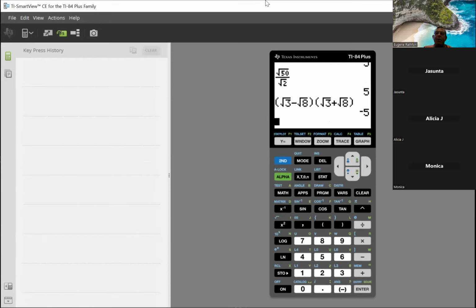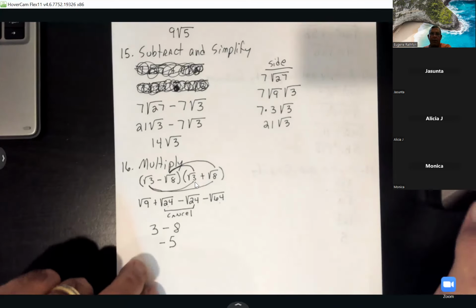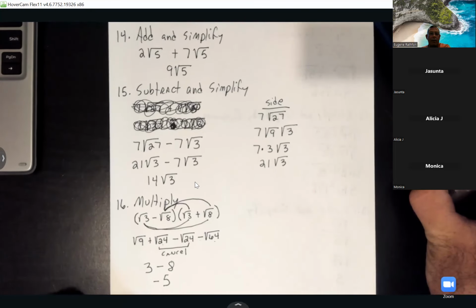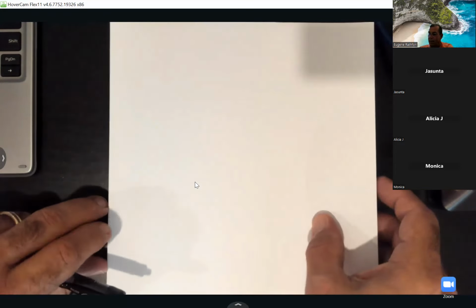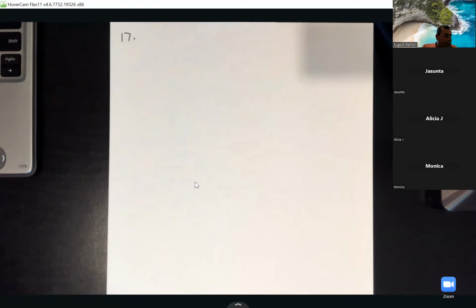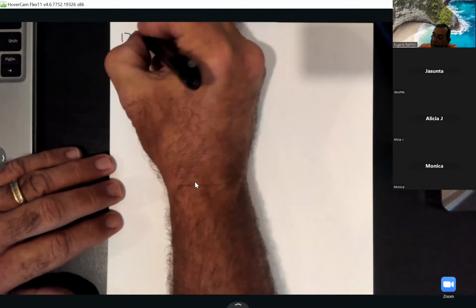So they're not bad. Just remember on these that you're going to get a single number when you got conjugate pairs, okay? All right, y'all. So let me try number 16. All right, 17. Rationalize the denominator.